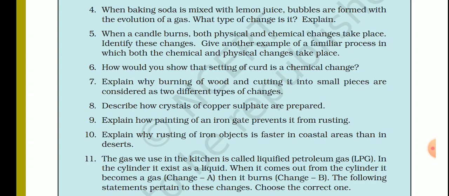Next question, question number 8. Describe how crystals of copper sulfate are prepared. We have discussed already, so I am dictating the answer. Okay. Crystals of copper sulfate are prepared using the crystallization method. First point: take water in a beaker. Second, add a few drops of dilute sulfuric acid to this water.